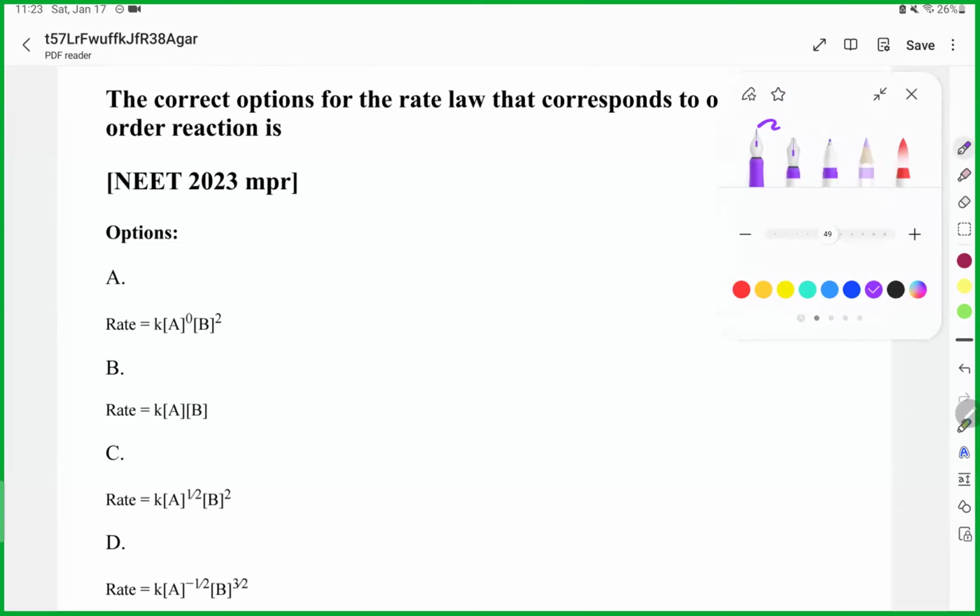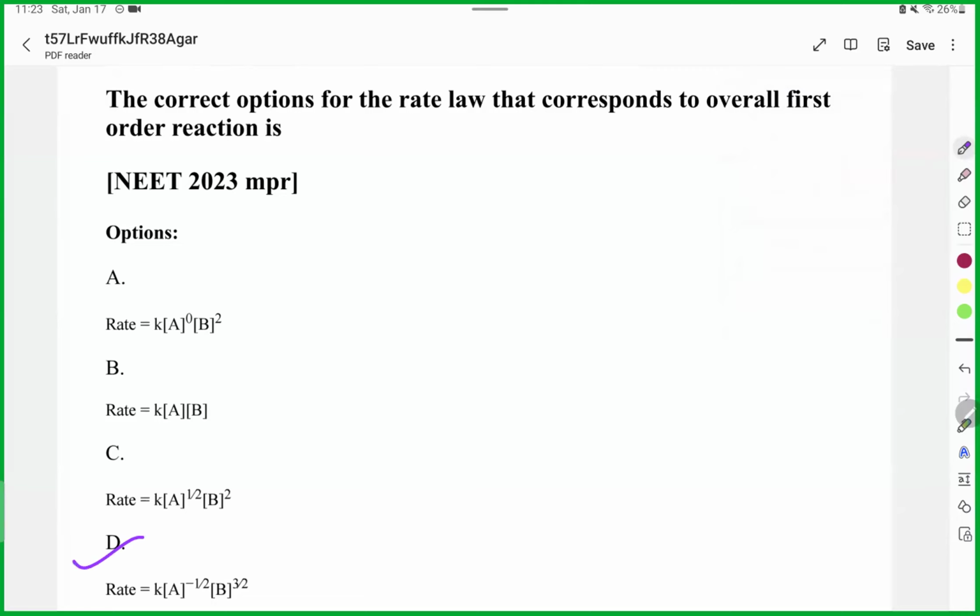Option D. You have to tell the overall order. This is a second order reaction. This is a first order reaction. This is a half order reaction. This is minus 1/2, and this will be 1. Simple addition of powers.